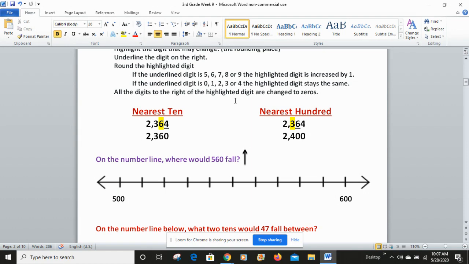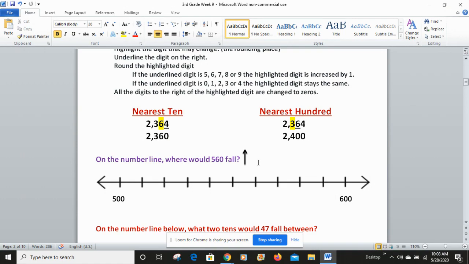Now, that's a real simple, easy way to go about rounding, and it's kind of foolproof. If you follow the steps, it works every time. But sometimes you just get to one where you can't think through it for whatever reason. And so sometimes it's nice to use some of those other tools.